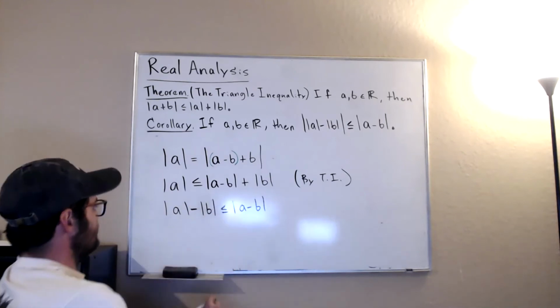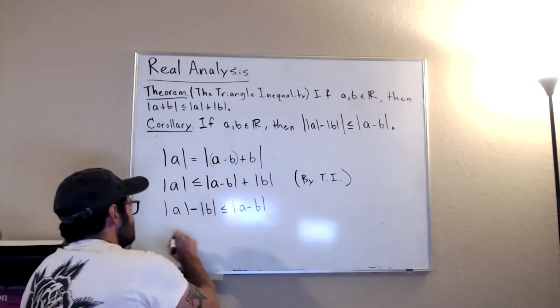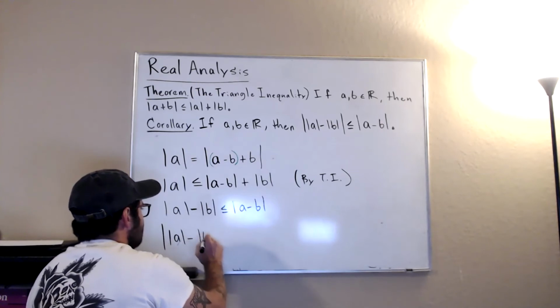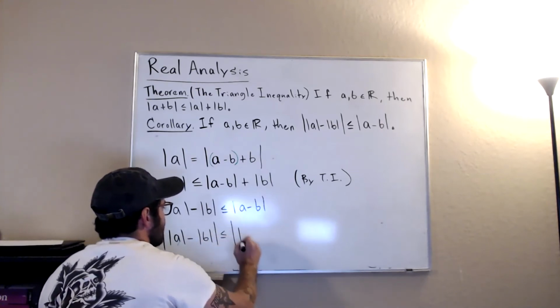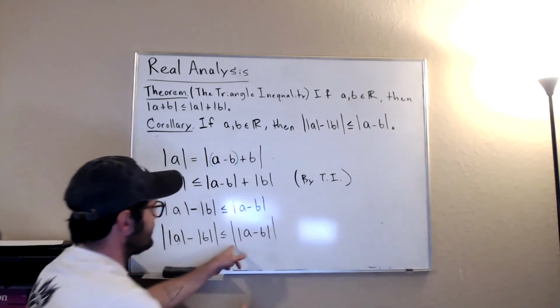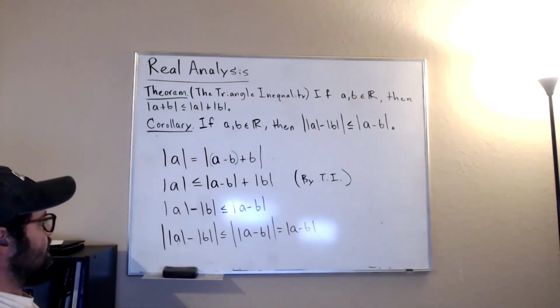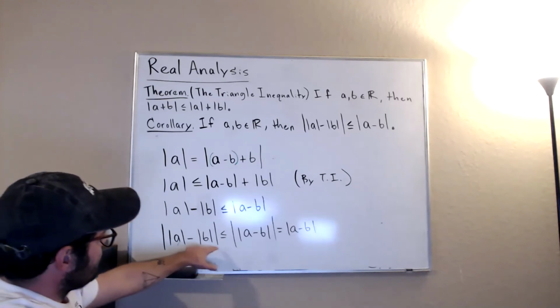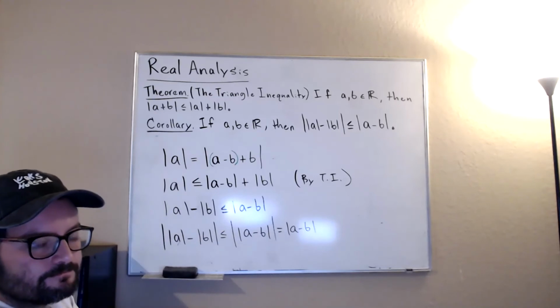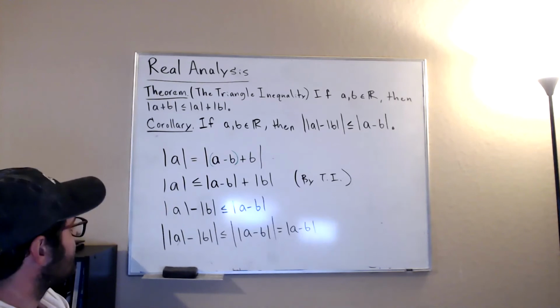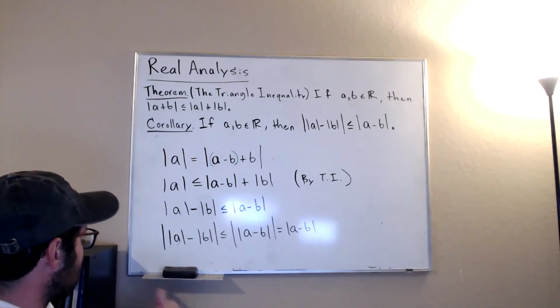Well, if this is true, then surely this implies the absolute value of this quantity is at most the absolute value of this quantity. But this is already positive no matter what, so this is just the same thing. So that is at most that. You see that? All right, so that's it.